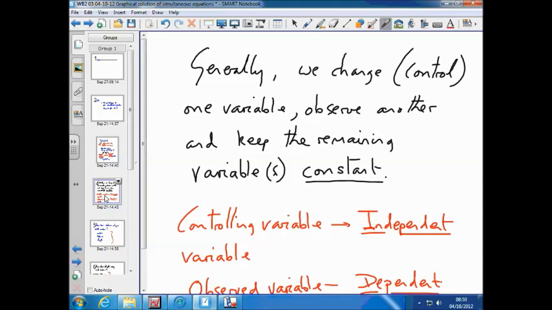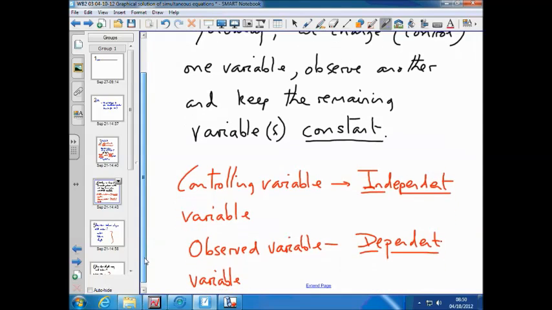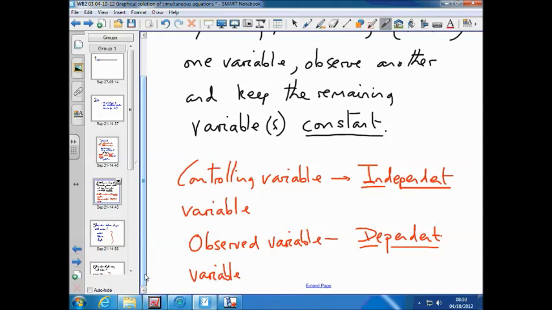So generally, we change or we control one variable. That would be what goes on the x-axis, and observe another, which is what goes on the y-axis, and keep the remaining variables constant. Notice we could have more than one. We could have 3, 4, 5 variables in a function, but we only ever change one and observe another. So the controlling variable is called the independent variable, and the observed variable is called the dependent variable.